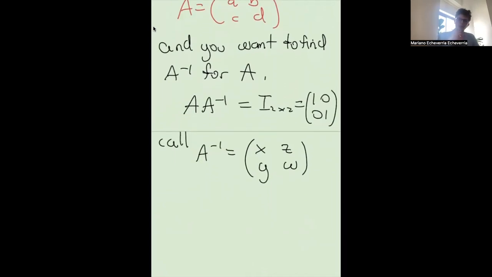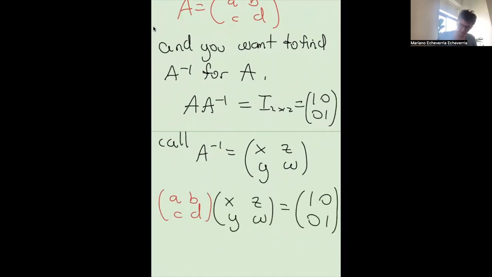And so you have to do A times the matrix with entries X, Y, Z, W equals the identity matrix 1, 0, 0, 1. Is that okay, everyone with me? So that's kind of like what we were doing before. It's just that before I would give you specific numbers for the matrix A. So in general, you would never see this part.